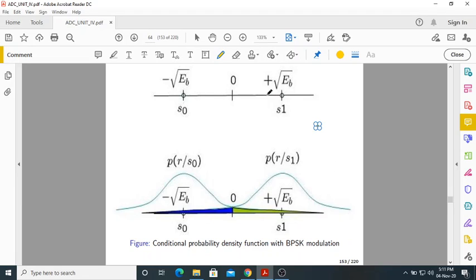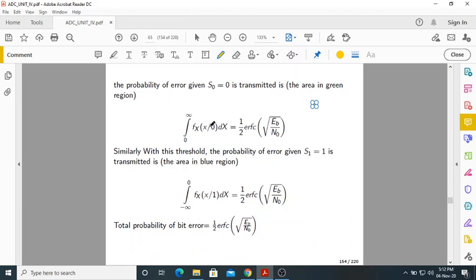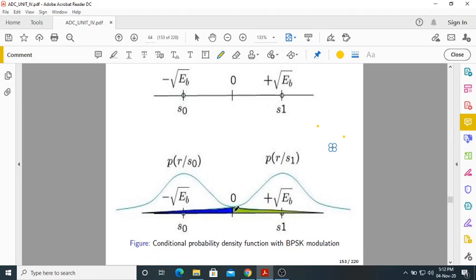Now this is the constellation, and this is the threshold. This indicates one type of error, and this area indicates another type of error. Here I have done it simply by taking the conditional PDFs, nothing more than that. So these are two conditional PDFs. The probability of error given 0 is transmitted is given by the green region, which means this area gives the error when 0 is transmitted.